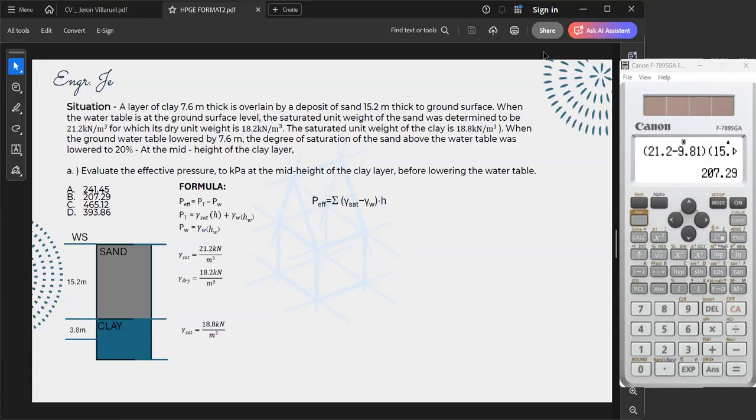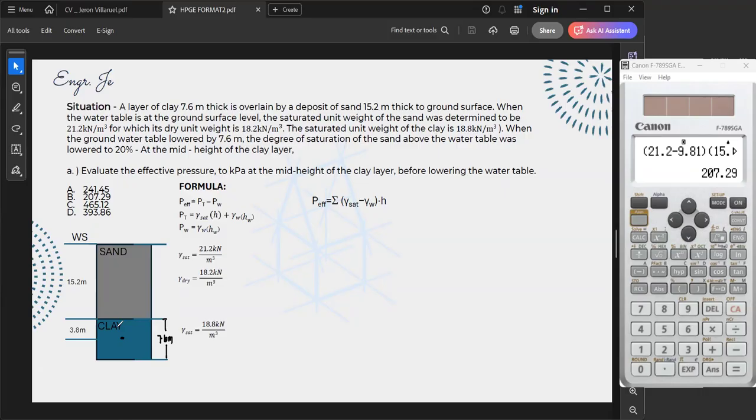So here is the illustration. The sand is 15.2 meters in length, and the clay is 7.6 meters. And we are looking for the effective pressure at the mid-height of clay, which is at the center of it. That's 3.8 meters.